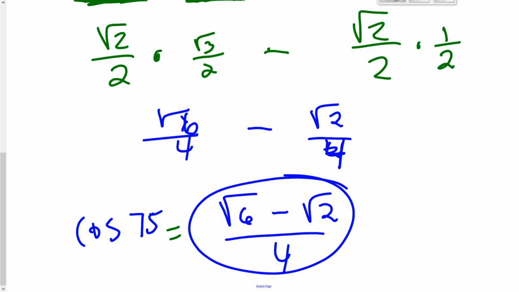You'll have a lot of answers that look like this, because you'll have a lot of variations of 30 degrees and 45 degrees and 60 degrees. So a lot of your answers are going to look the same because we're using these same angles, their exact values. They're going to look the same, but they are different. Okay, let's do one more.